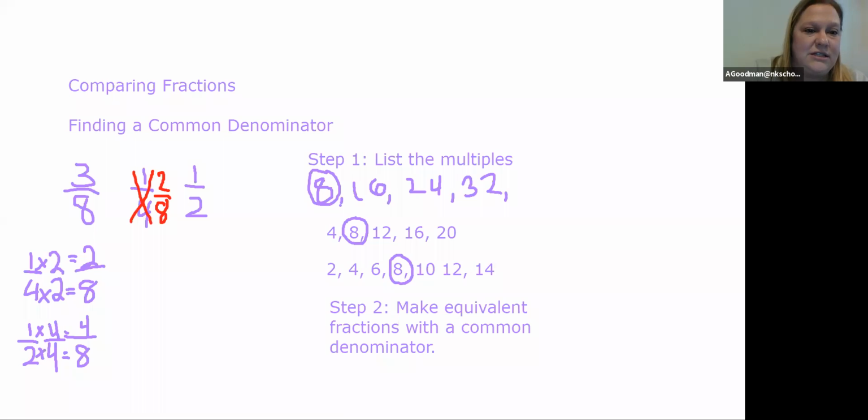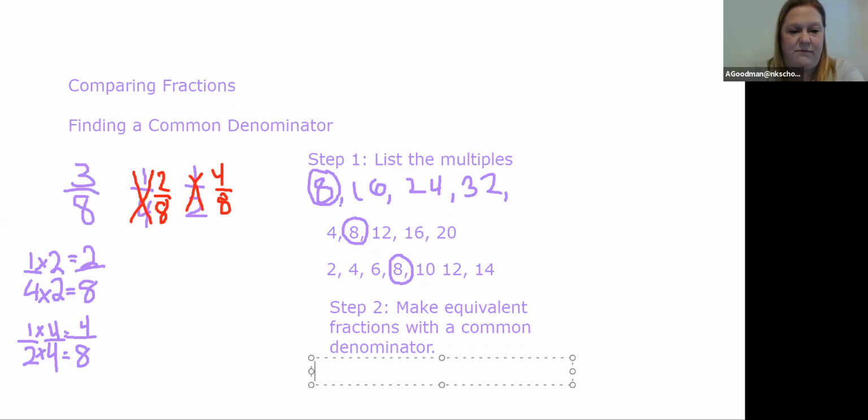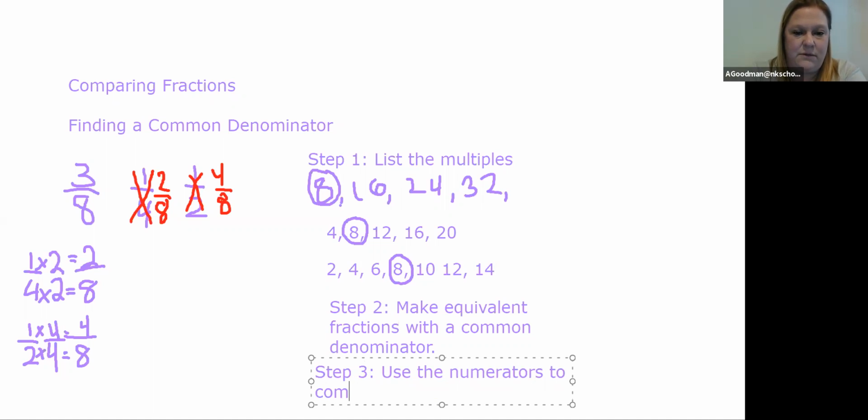So it's equal. All right, so this is no longer 1/2. We're going to think of it as 4/8. There's really only one more step. So step 3, use the numerators to compare the fractions, right? So now that the denominators are all the same, we just have to look at the numerators to see which order they go in.